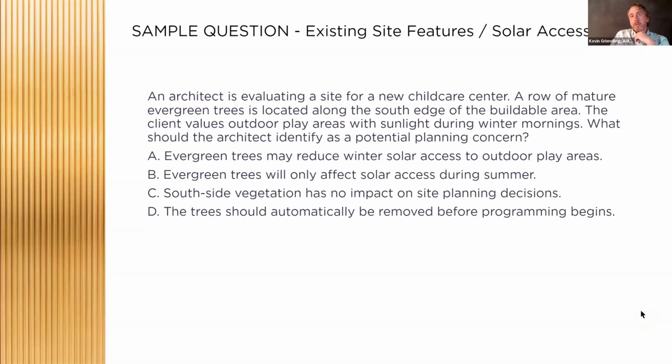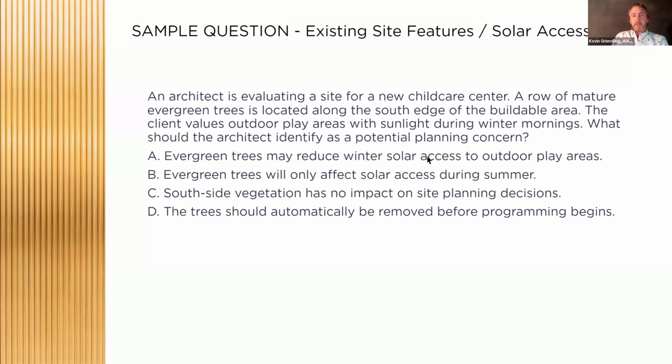Another question example direction might be considering existing site features with regard to solar access. An architect is evaluating a site for a new childcare center. A row of mature evergreen trees is located along the south edge of the buildable area. The client values outdoor play areas with sunlight during winter mornings. What should the architect identify as a potential planning concern?